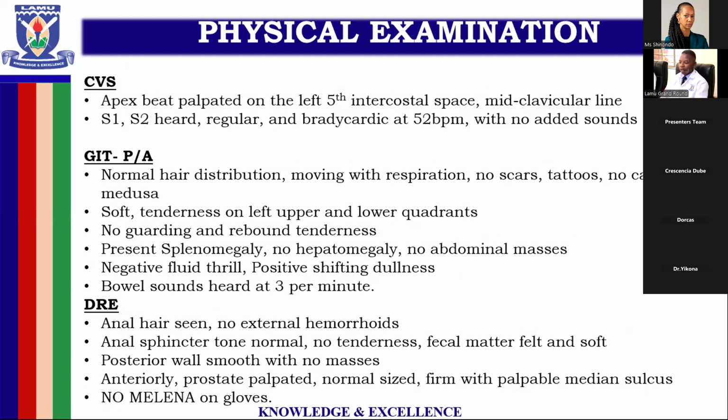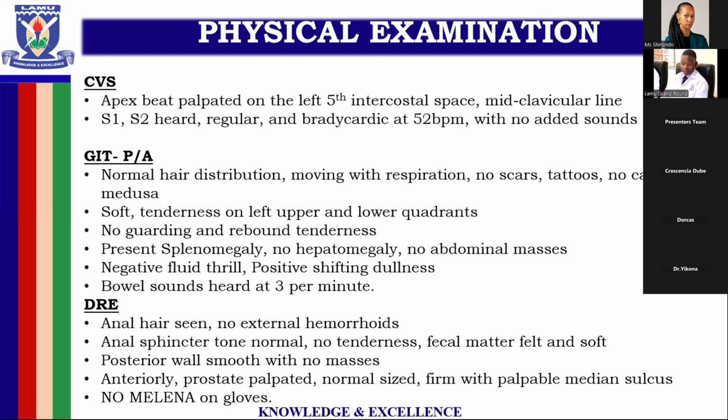Then per abdomen, the abdomen had normal hair distribution. The abdomen was moving with respiration. There were no scars, no tattoos, no caput medusae. The abdomen was soft. It was tender in the left upper and lower quadrants. There was no guarding, there was no rebound tenderness. The patient presented with splenomegaly, but no hepatomegaly, and there were no other palpable abdominal masses. There was negative fluid thrill, but there was positive shifting dullness. Bowel sounds were heard. They were normal at 3 per minute.